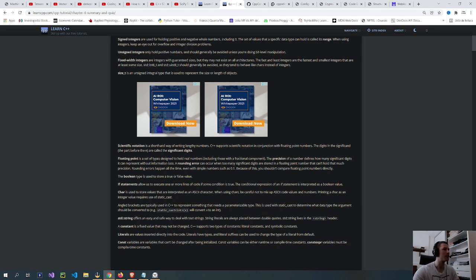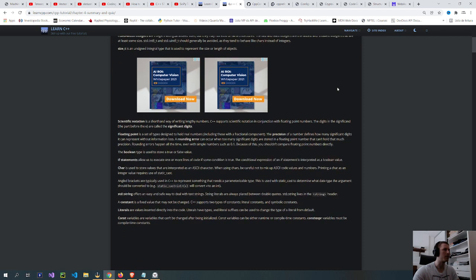std::int8_t and std::uint8_t should generally be avoided, as they tend to behave like chars instead of integers. size_t is an unsigned integral type that is used to represent the size or length of objects. Scientific notation is a shorthand way of writing lengthy numbers. C++ supports scientific notation in conjunction with floating point numbers.